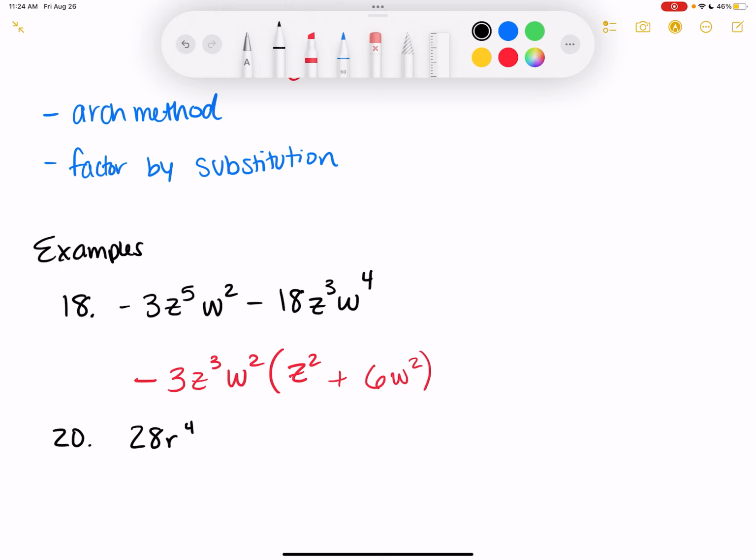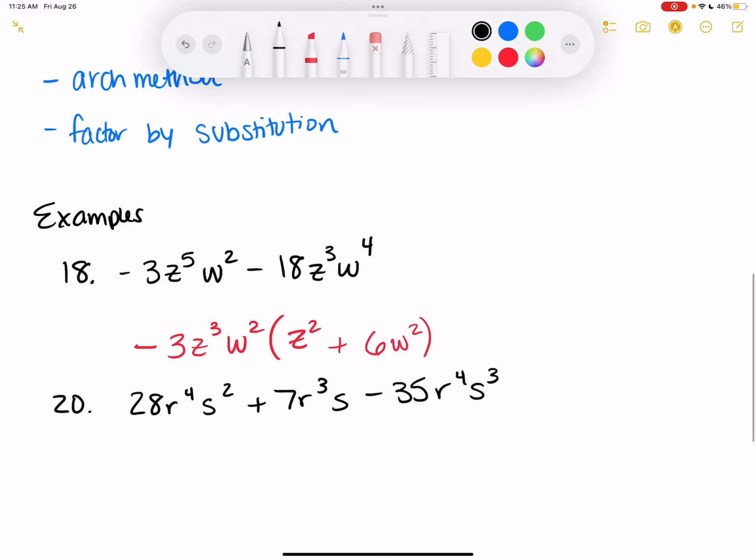That's good. All right, 28r to the 4th s squared plus 7r cubed s minus 35r to the 4th s cubed. You took out a 7 r cubed s. No, wouldn't it just be s? Because in the 7 there's only one s, so you only take out one. Correct. No, there's only one here.